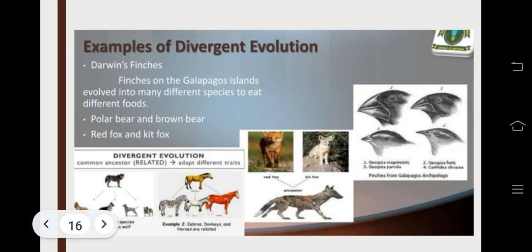Then examples of divergent evolution: Darwin's finches. Finches on the Galapagos Islands evolved into many different species to eat different foods. Also polar bear and brown bear, red fox and kit fox.